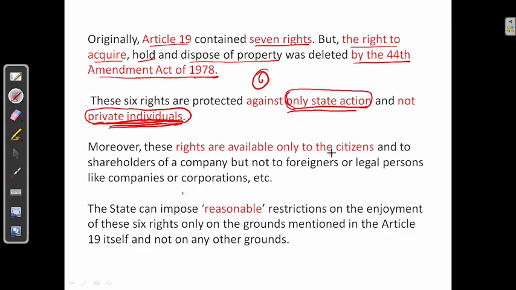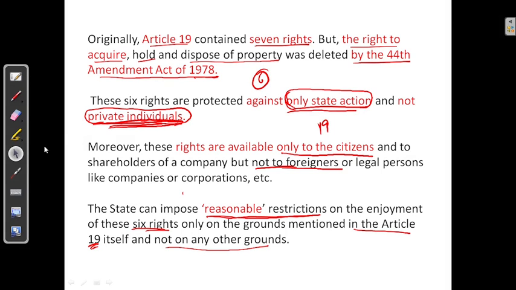Moreover, these rights are available only to citizens and not to foreigners. Article 19 is available only to citizens but not to foreigners. Next, the state can impose reasonable restrictions on the enjoyment of these 6 rights only on the grounds mentioned in Article 19 itself and not on any other grounds. Let us see what they are.